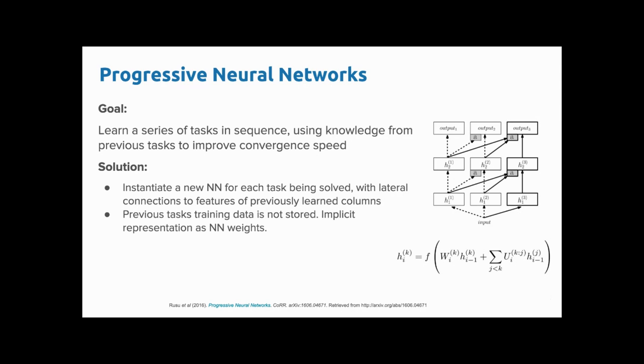And of course, a downside of this method is that the capacity grows linearly with the number of tasks. And during test time, you also have to know your task label in advance in order to route the input into the right column. So this is really the gist of this method.